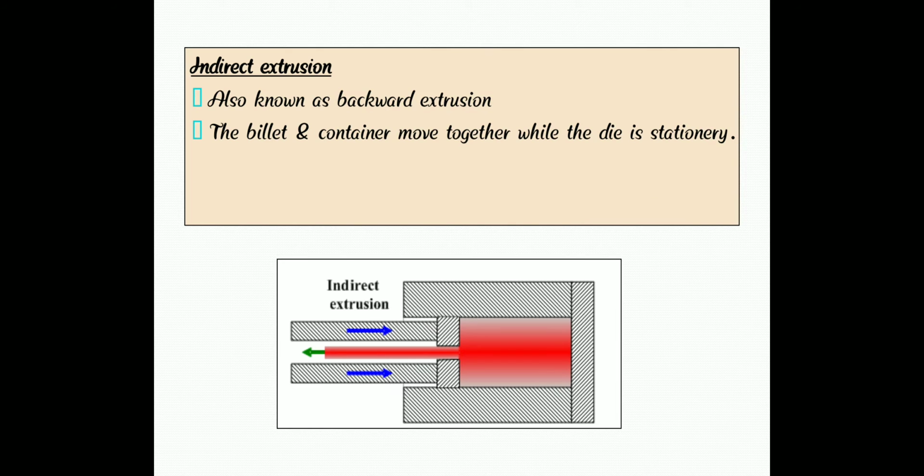Then the next one is indirect extrusion. It is also known as backward extrusion, because when we apply pressure on the billet, not just the metal part or billet but also the dough materials which we put inside the shell come out backward extruded. So the name is given as indirect extrusion. The billet and container move together while the die is stationary in this type of extrusion.